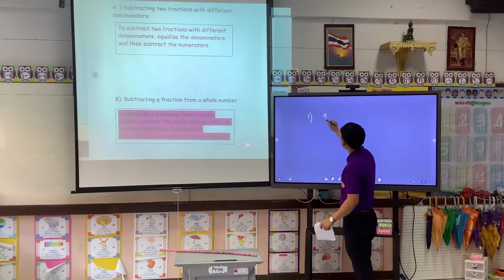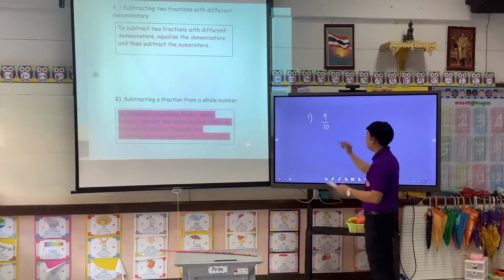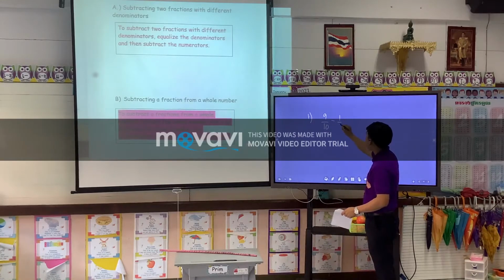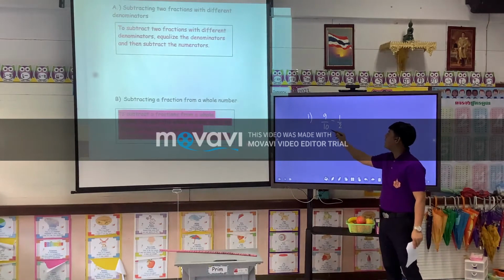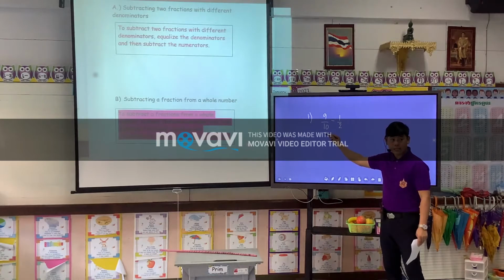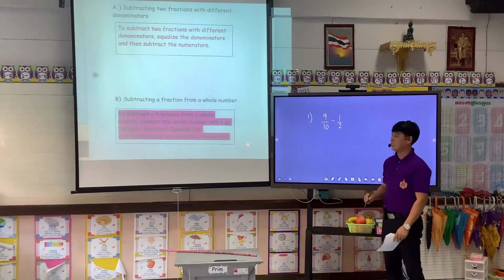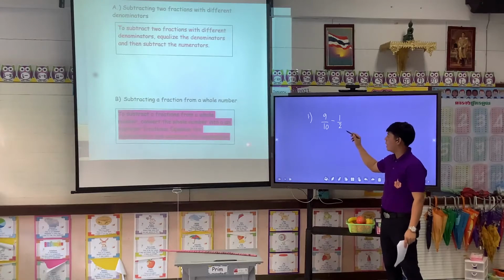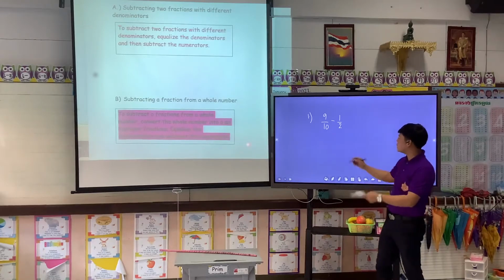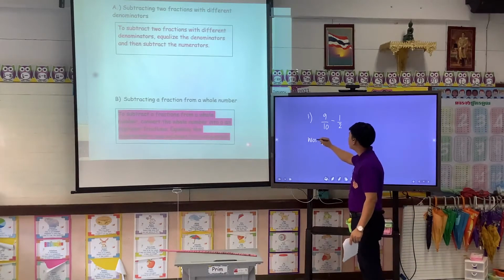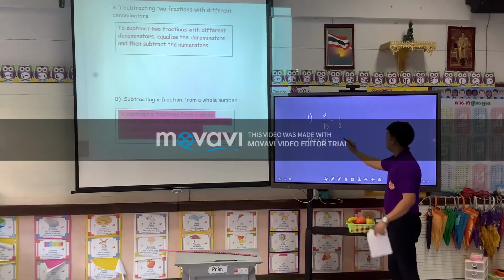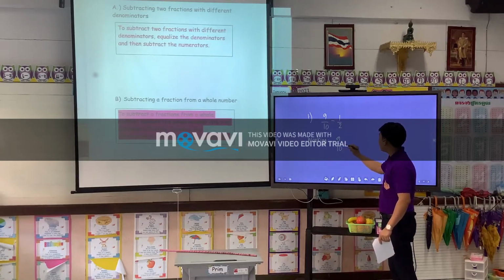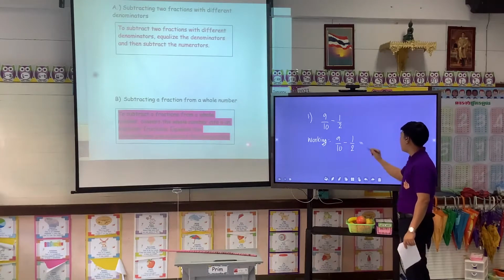Okay, 9 over 10 minus 1/2, or 1 over 2. They are not the same, right? They are different denominators. Okay, so let's do the working on how to subtract this. Copy: 9 over 10 minus 1 over 2, or 1/2, equals.